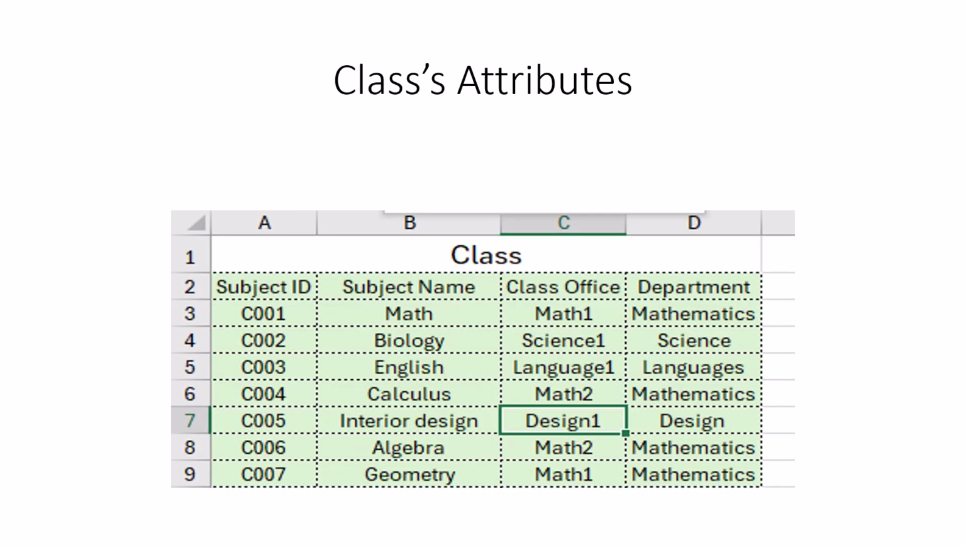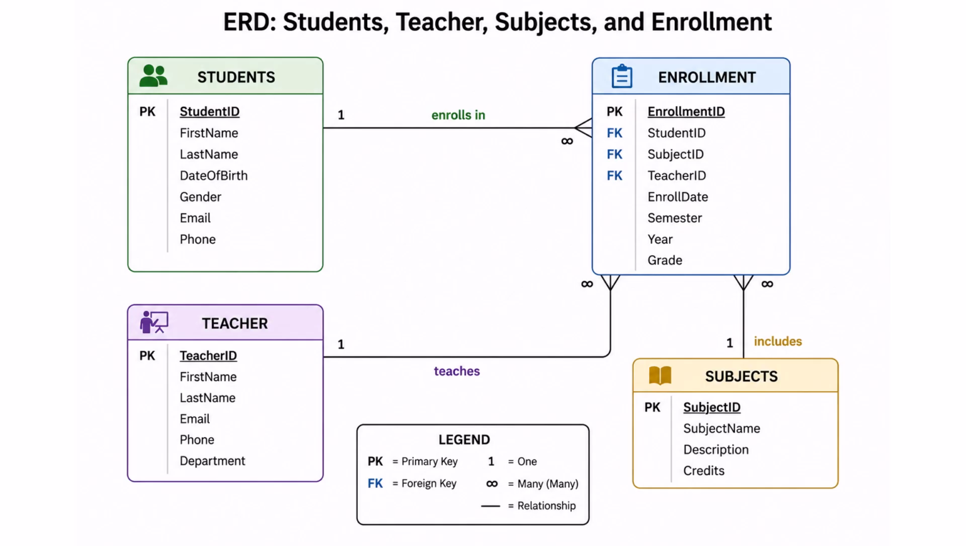Attributes of a course and class management entity are subject ID, subject name, class allocation, department. The main relationships are: one student can have many subjects. One teacher can teach many classes. One class can have many subjects. So we'll add another entity to manage enrollments of students and teachers in subjects.